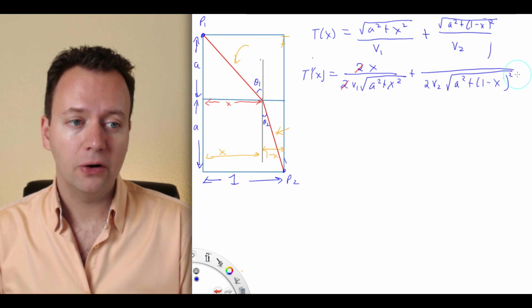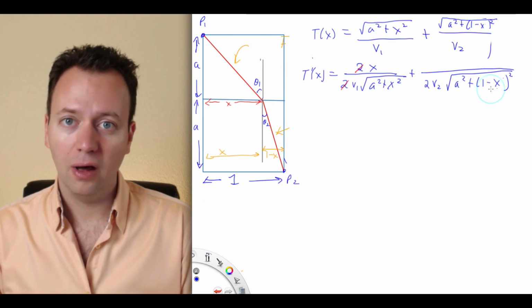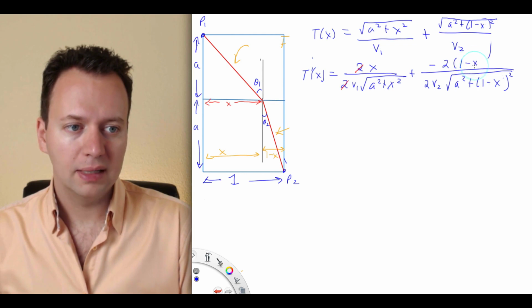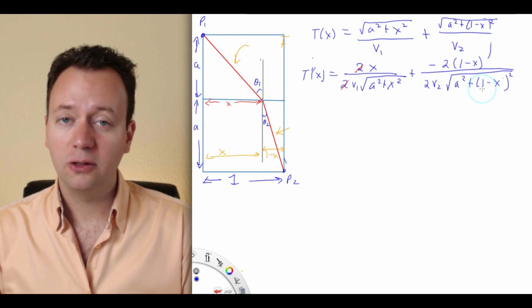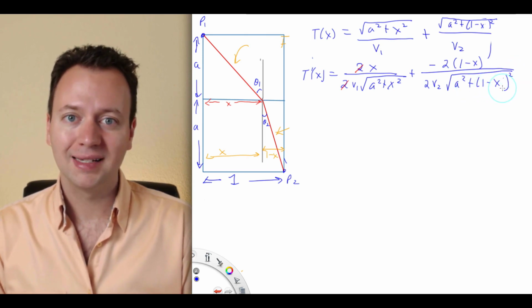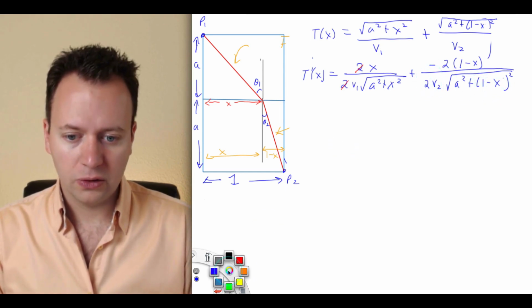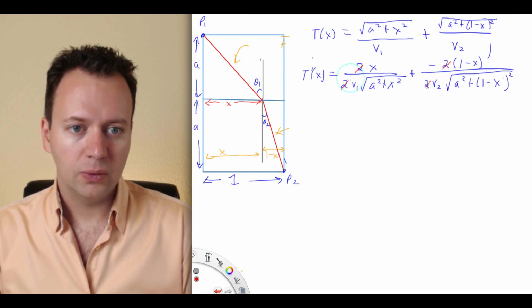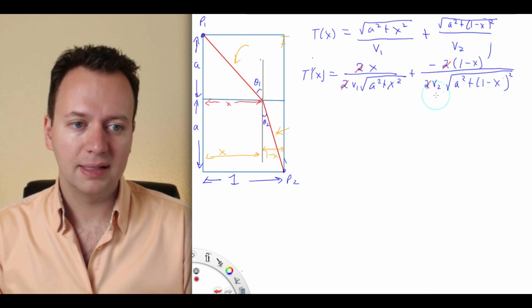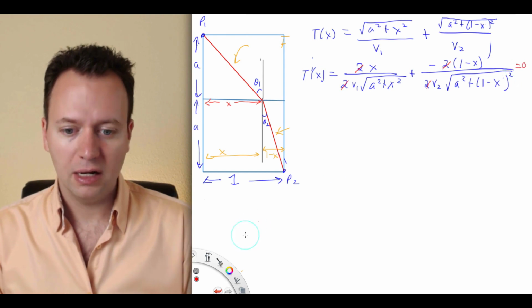Now the derivative of the inside here is 2 times 1 minus x to the 1 times the derivative of 1 minus x. So that's negative 2 times 1 minus x. Because just taking the derivative of 1 minus x squared itself requires the chain rule, so it's 2, 1 minus x times the derivative of the inside, which is negative 1. So again, the 2's cancel, and so we get x over v1 square root of a squared plus x squared minus 1 minus x over v2 square root of a squared plus 1 minus x squared is equal to 0. So we set that equal to 0.